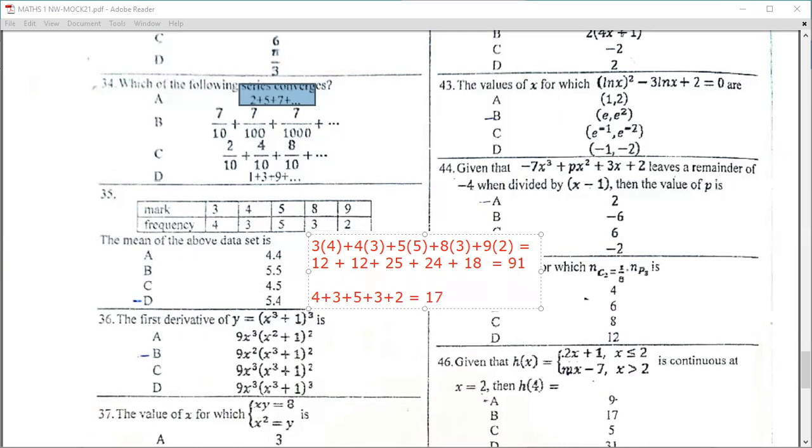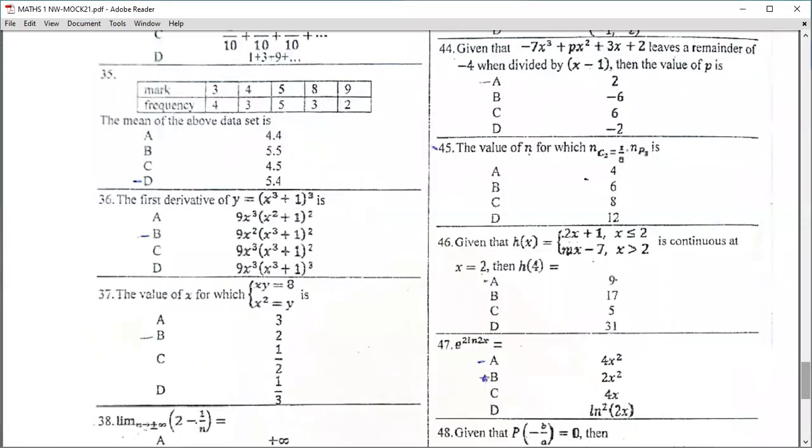So now here we have 91 divided by 17. What does this give us? 91 divided by 17 should give us 5.35, or approximately 5.4. So our key here is equal to D.